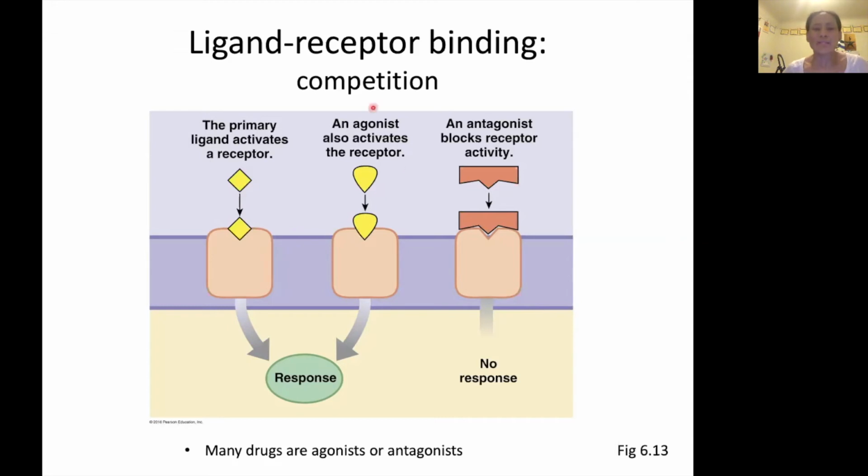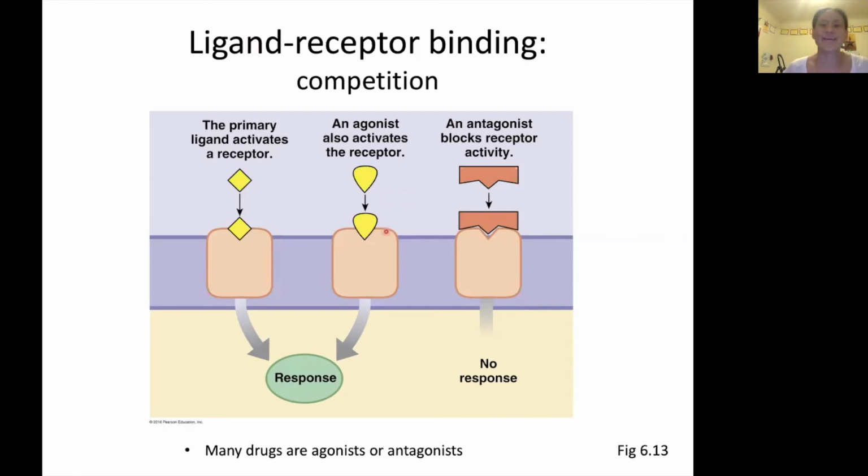And in some cases, you're going to get a binding such that you activate the receptor and you activate that second messenger system, that signal transduction cascade that your hormone normally would have elicited, right? So that kind of molecule is called an agonist. An agonist is going to bind to the receptor and give you that same response that the normal ligand, the normal hormone, would have given you, okay?